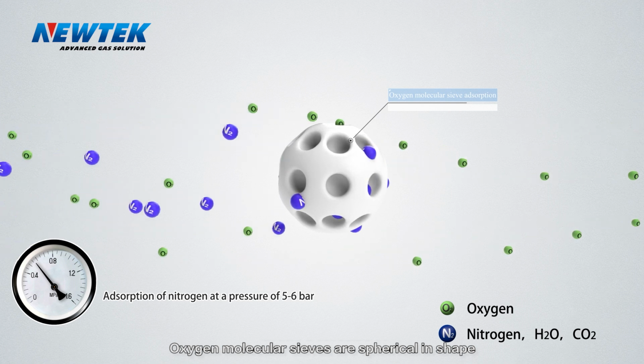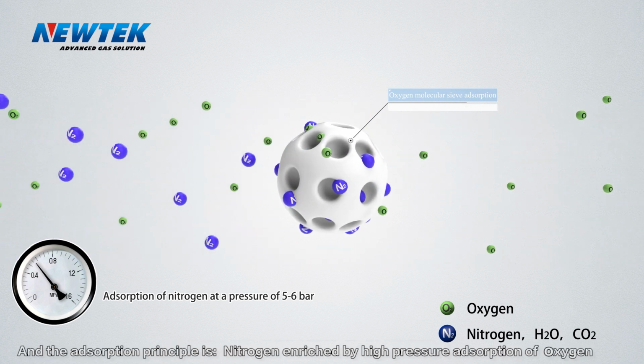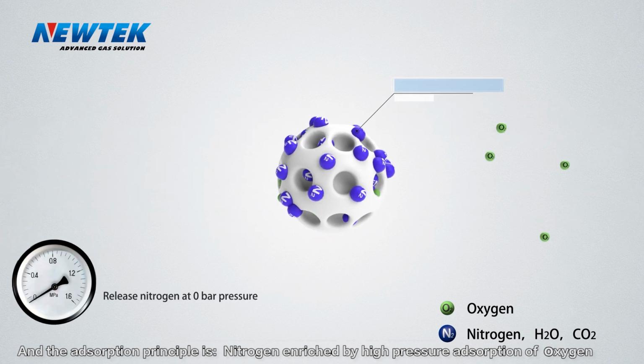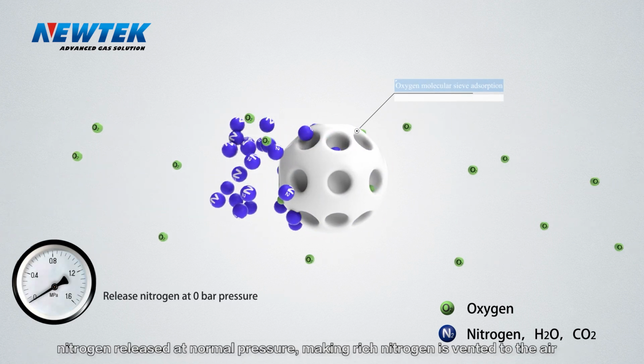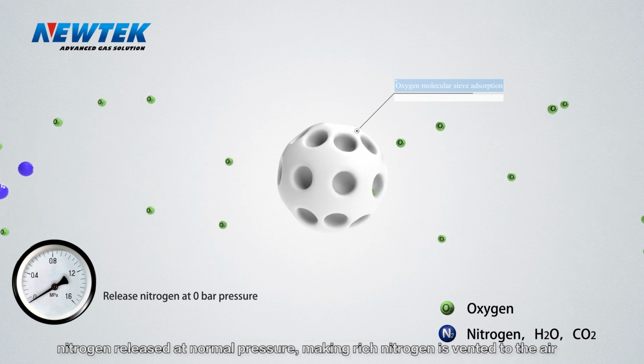Oxygen molecular sieves are spherical in shape, and the adsorption principle is nitrogen adsorption at high pressure to get enrichment of oxygen. Nitrogen is released at normal pressure, and the nitrogen-rich gas is vented to the air.